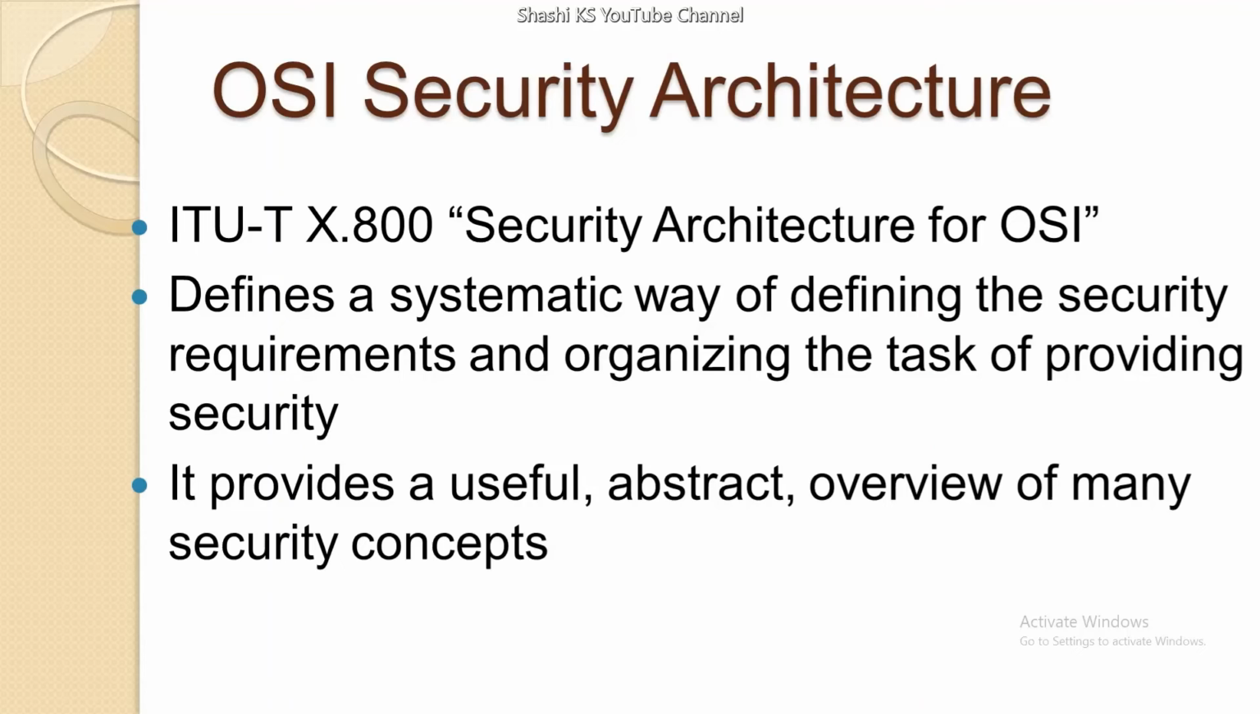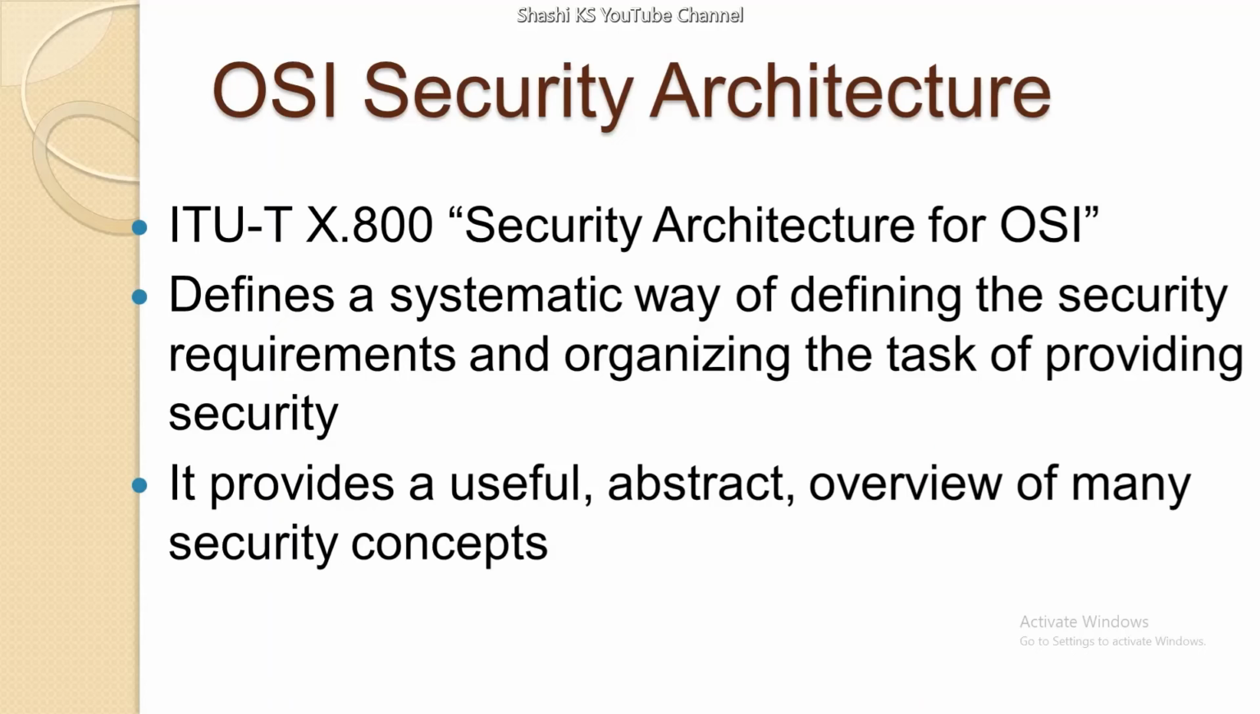One such systematic approach, which is defined by the ITU-T, is the OSI Security Architecture. ITU-T stands for International Telecommunication Union Standardization Sector, which is basically a United Nations sponsored agency which develops standards relating to telecommunications. This ITU-T recommendation X.800 is called the OSI Security Architecture. It provides a systematic way of defining the task of network security, and it's also helpful for organizing the task of network security.